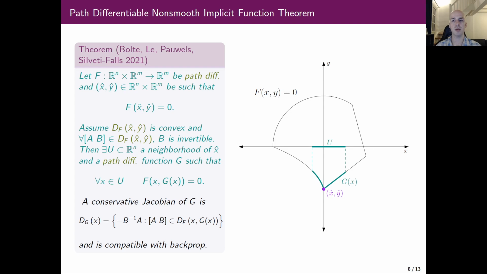Our contribution is primarily the second half of this theorem, shown in orange, which describes a calculus telling us how we can compute a conservative Jacobian for our path differentiable implicit function g. The formula given is exactly the analog of the formula that one has in the smooth setting. Most importantly, because we use the framework of conservative fields, this calculus is compatible with backpropagation and algorithmic differentiation as they are implemented in practice.